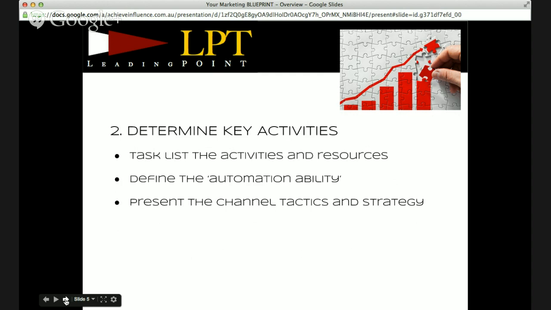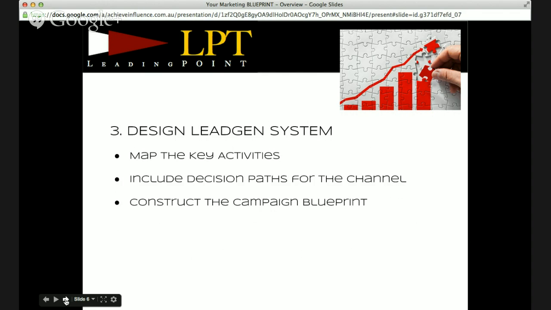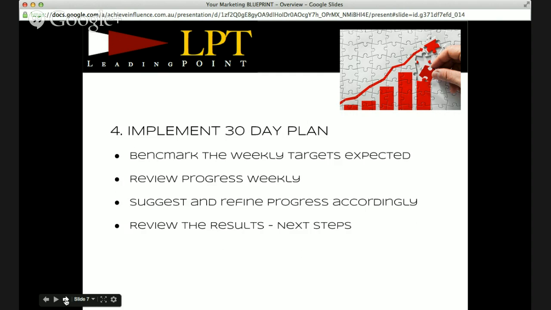Once you agree and you give us the go-ahead, we then design the lead gen system where we map the key activities in a specific activity step-by-step process. We then include the decision paths for the marketing channel across all of the activities. That gives us a very comprehensive understanding as to what key activities we need to be focusing and preparing for without losing any pre-qualified leads or partially qualified interest. And then we go ahead and we construct the campaign blueprint. And this is your finalized marketing blueprint plan.